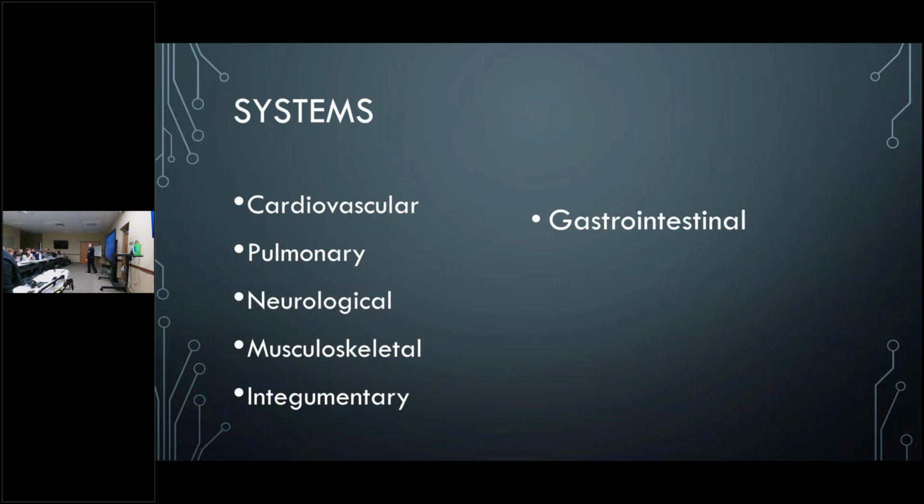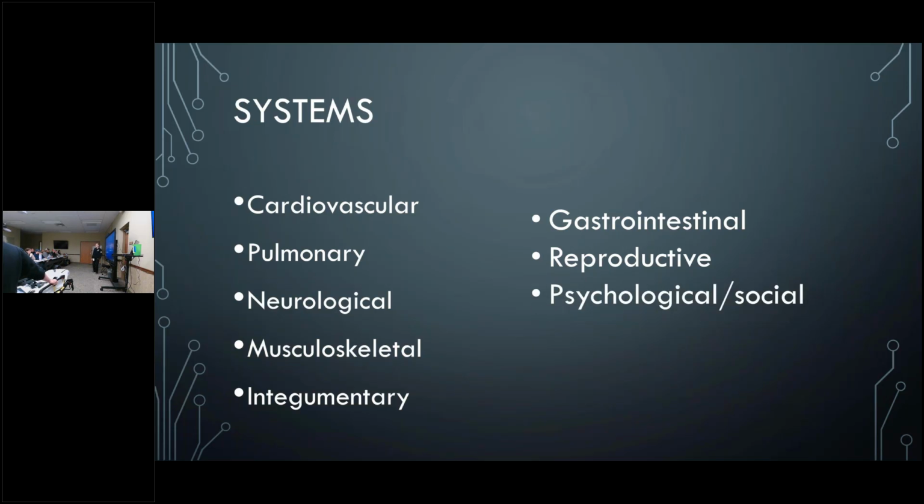What about the GI system? What can you ask? Ins and outs. Good. Have you been eating normally? Have you been pooping normally? I love to tell people, I know we just met and this is awkward, but what did your poop look like today? What about the reproductive system? Yep. Pregnancy is a big one. If they could be pregnant, if they're on any forms of birth control, that can kind of tell you about some other things that might be going on. Psychological or social. What about that? What question could we ask that relates?